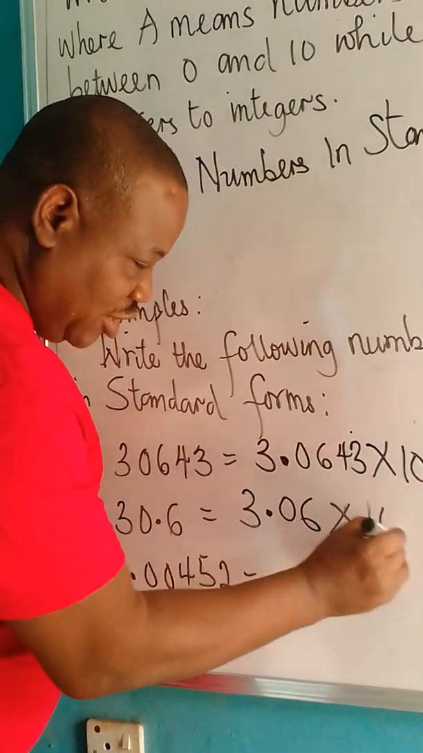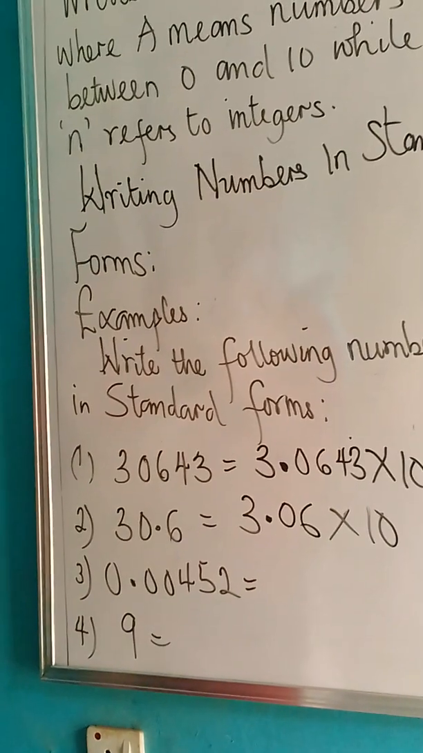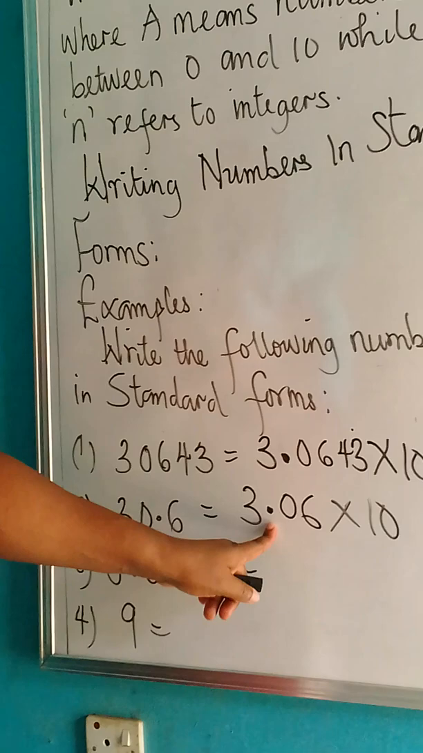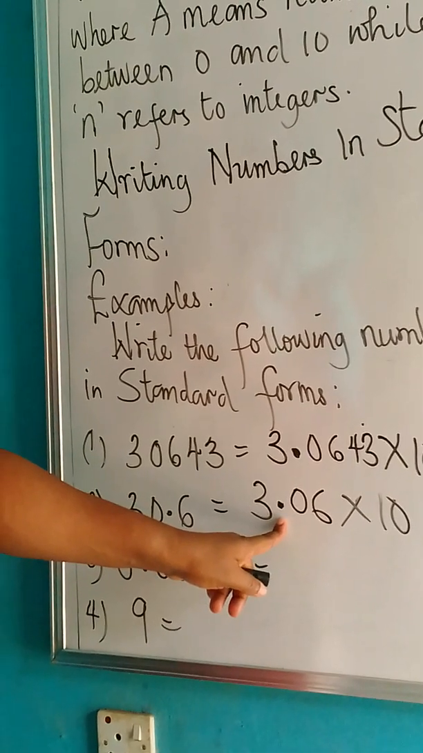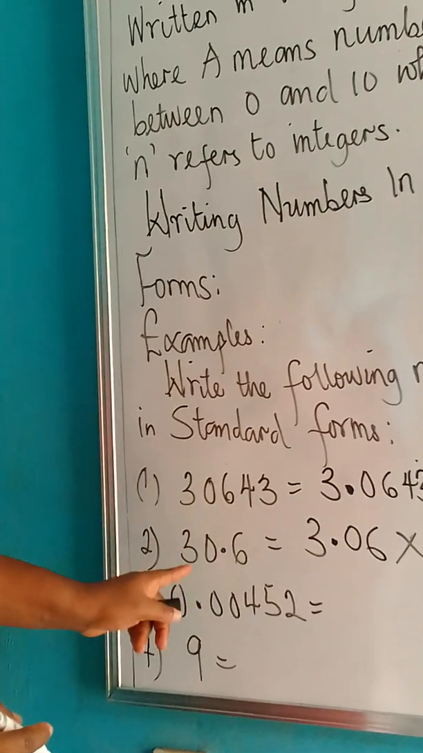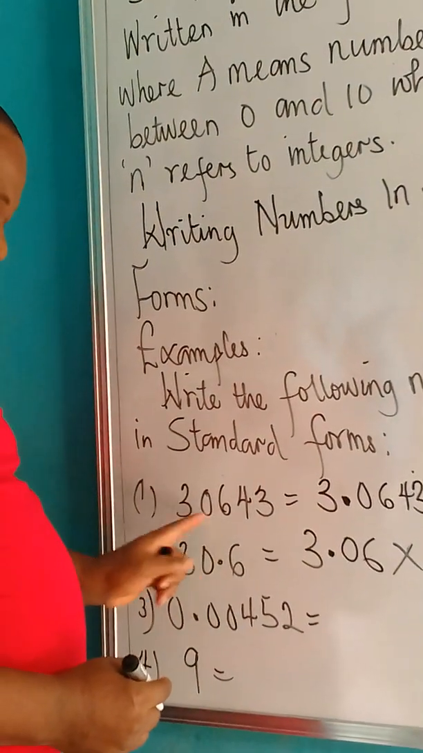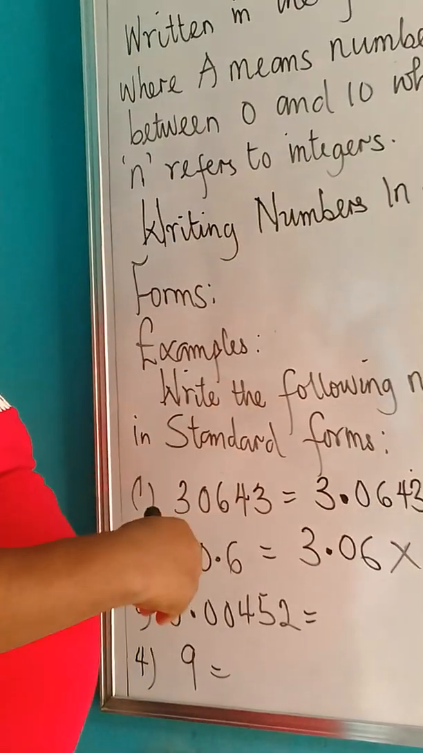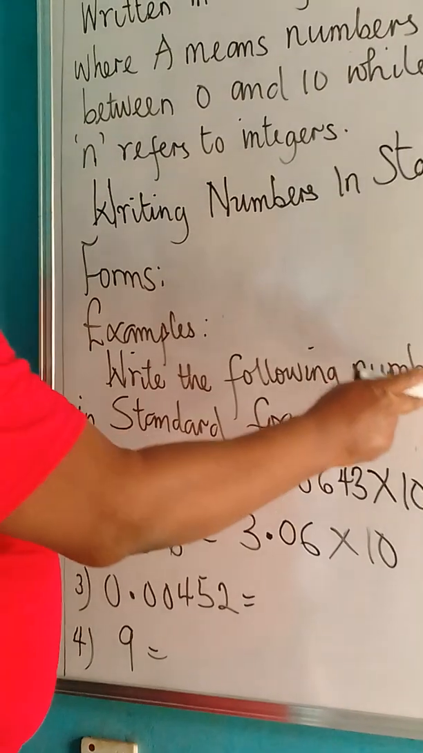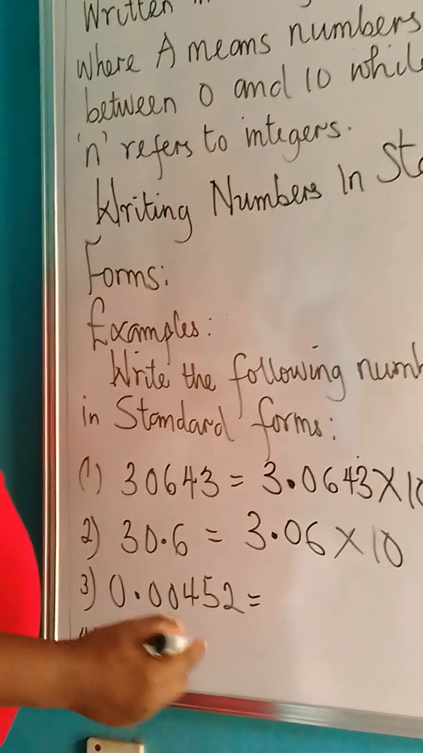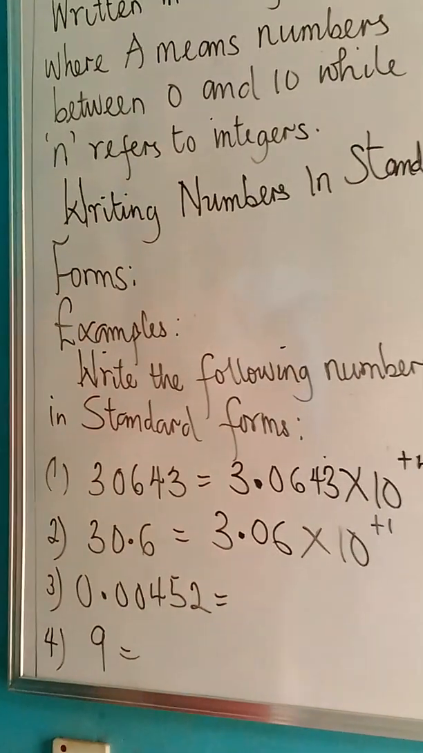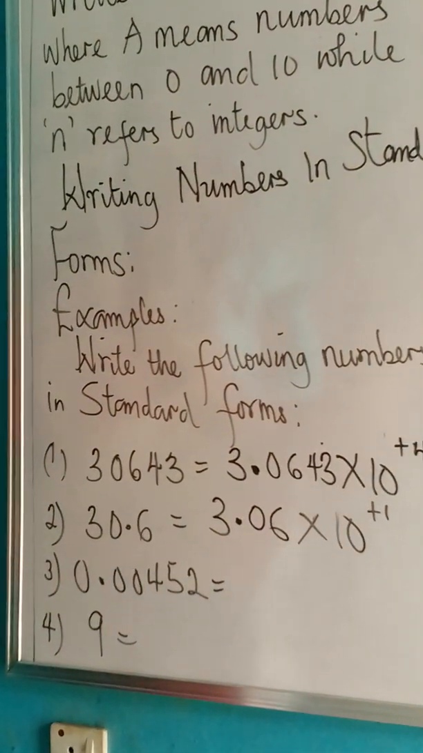Bring in your 10 according to the definition. Then you check the number of tens you moved again to be able to get your decimal point to the spot it is now. And if you check from the question, you have moved once, still moving from the right hand side. Now, by that, it means your integer will be positive as well. So you have plus 1.